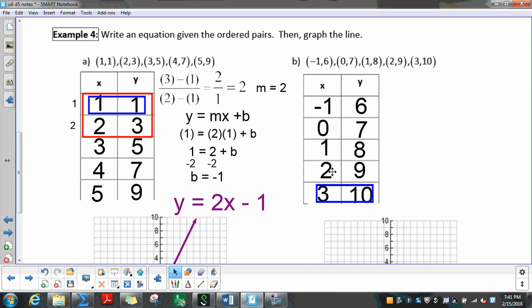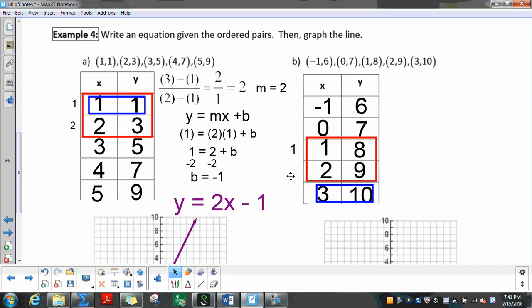So first thing I'm going to do is pick 2 ordered pairs so I can find slopes. I actually ended up picking these 2 because I felt like it. There's no rhyme or reason, and they don't have to be next to each other. You could have picked top and bottom. It doesn't matter. So I'm going to use that to plug in.